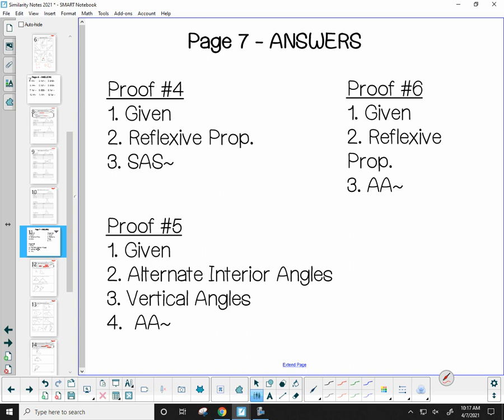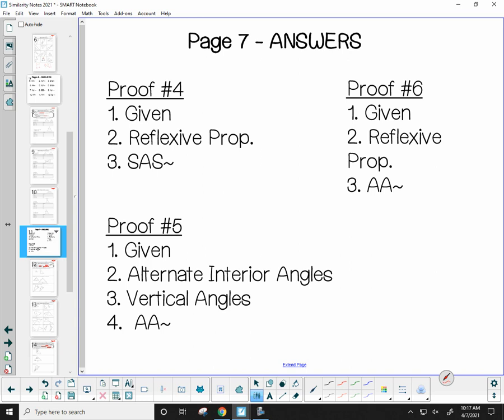Actually, you have this packet. I didn't give you this packet before you left. I didn't give you this. Sorry. I had to go through and number their pages because I forgot to number before I copied. Any questions from these 3 proofs?